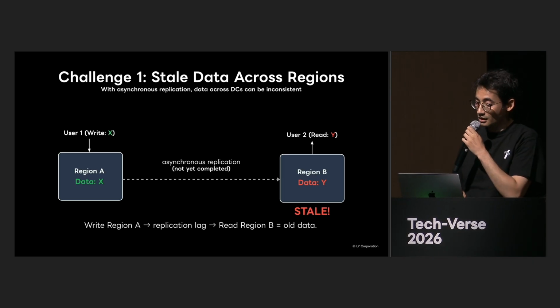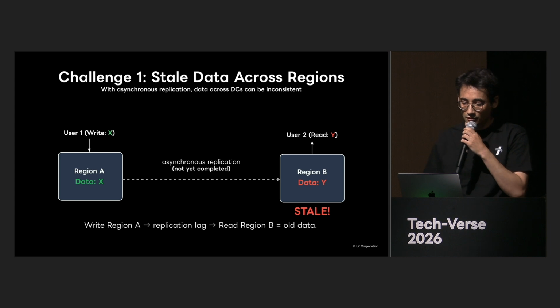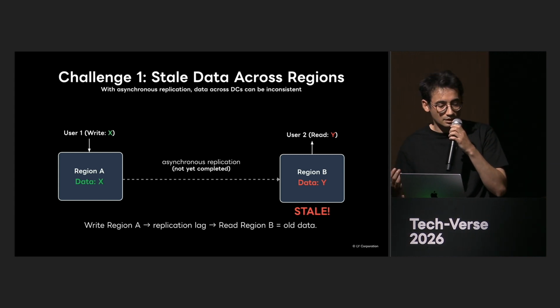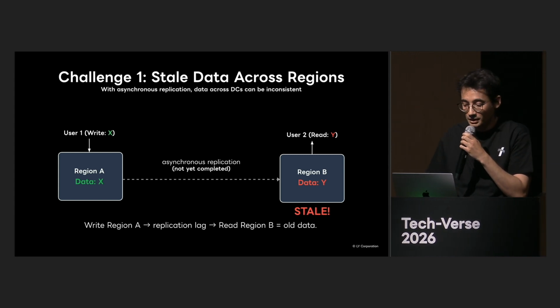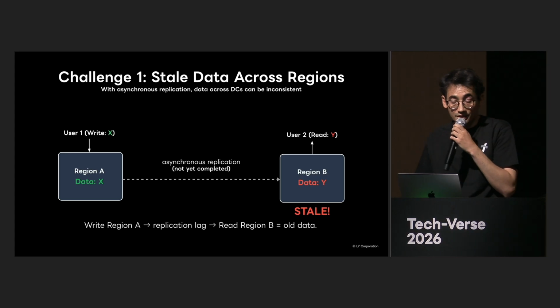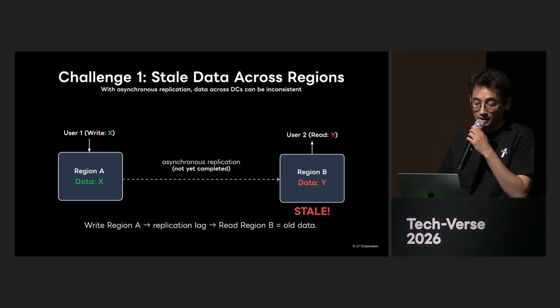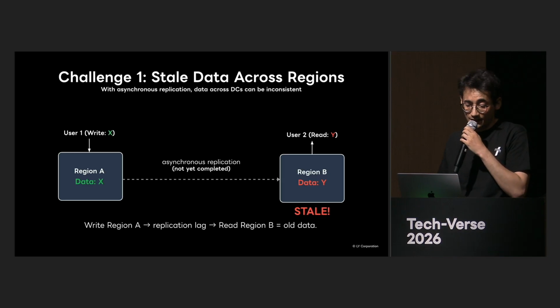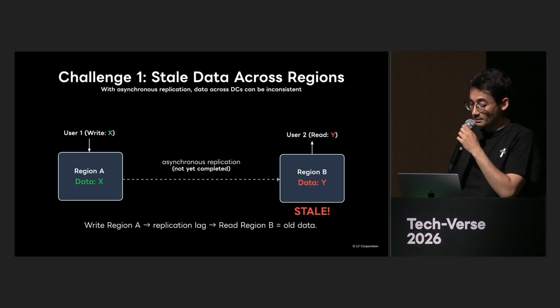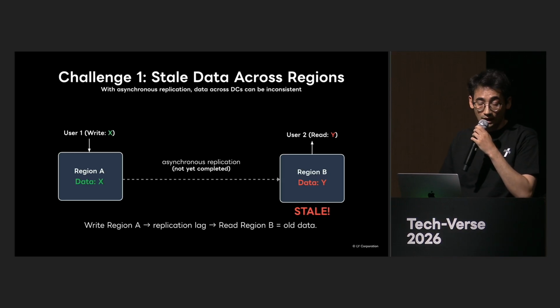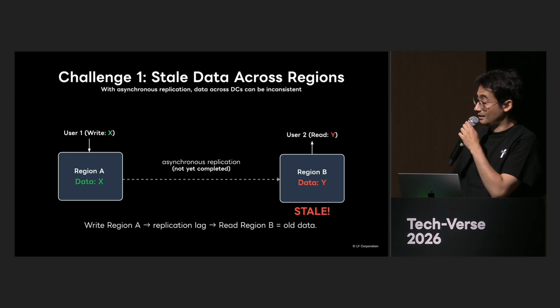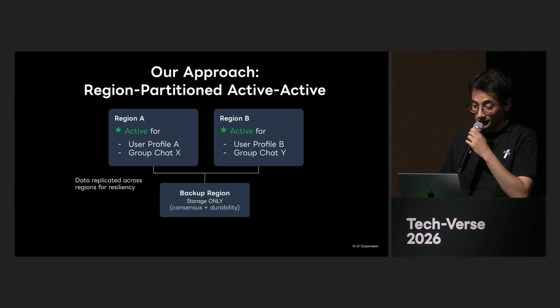messaging ordering, friend list, conversation metadata, privacy settings, or group membership depend on seeing the latest state. And a stale read can directly translate into confusing or incorrect behavior for the users. And under high load or network problems, the replication lag can grow and the issue will be even worse.